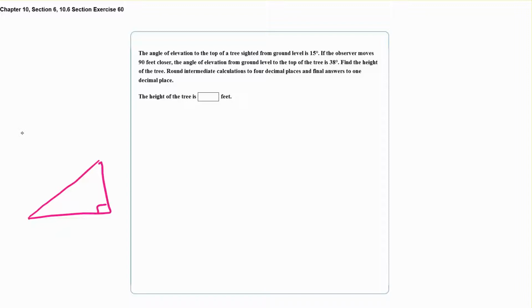and this is my tree. And the angle of elevation is always the bottom angle of your right triangle looking up towards the top. So the 15 degrees is the bottom angle. Now the person is standing here, and then they move 90 feet closer. So when they move 90 feet closer, the angle of elevation changes, and it's wider looking up, and so now it's 38 degrees. Find the height of the tree.